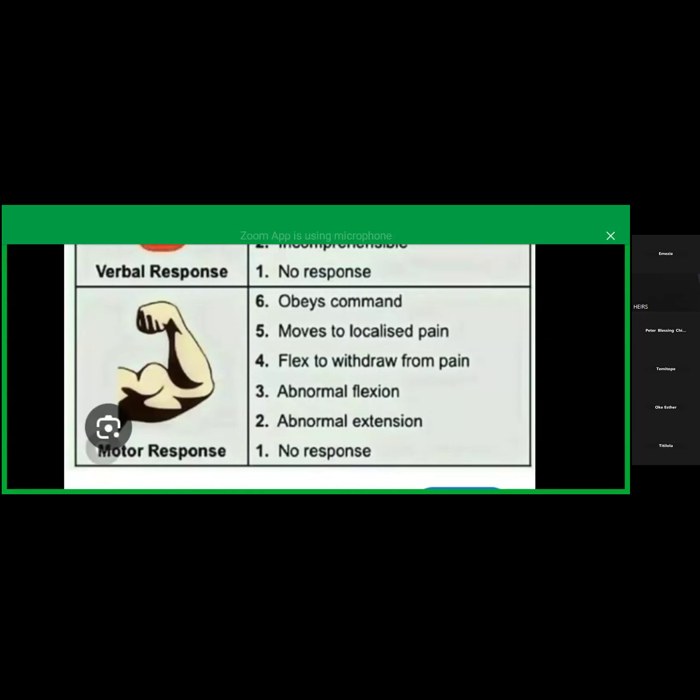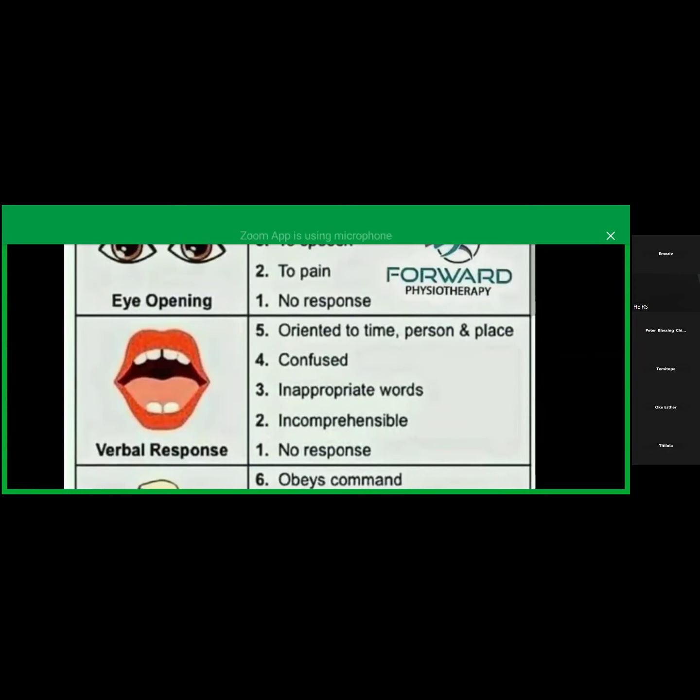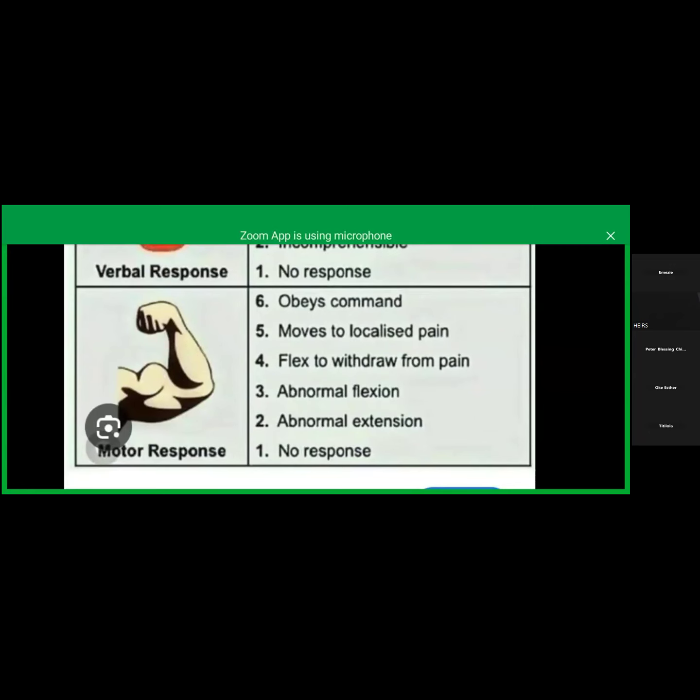A minimum of 3, a maximum of 15. Some people that have GCS of 3, we regard them as dead, because a person who is dead can't open the eye, can't talk, and can't move any part of the body. So that is GCS. So how do we calculate it?